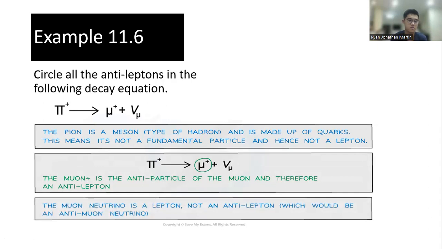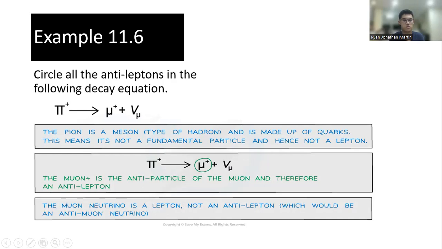Muon neutrino is a neutrino. You want anti-lepton. Muon neutrino is a lepton, not an anti-lepton, which would be an anti-muon neutrino. That's the mu there. Mu is muon. Okay, so that's the answer.